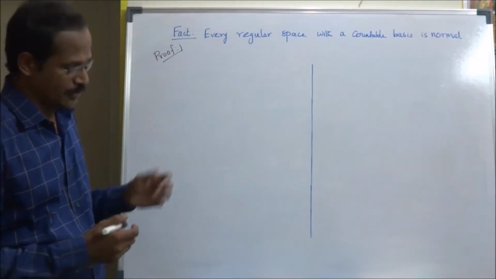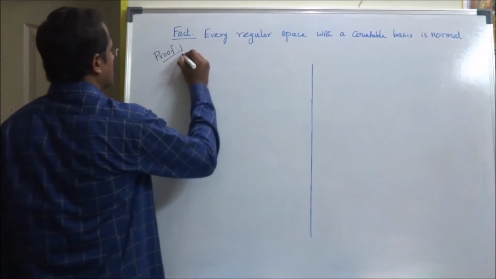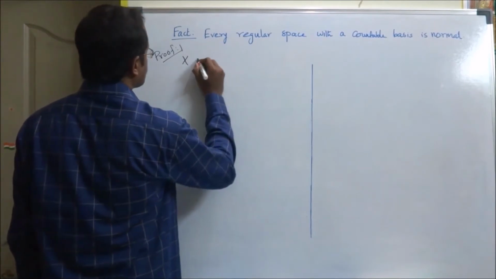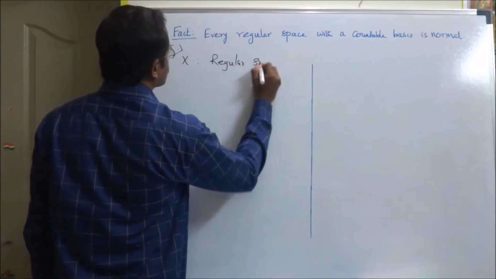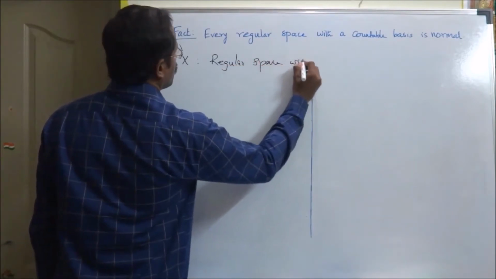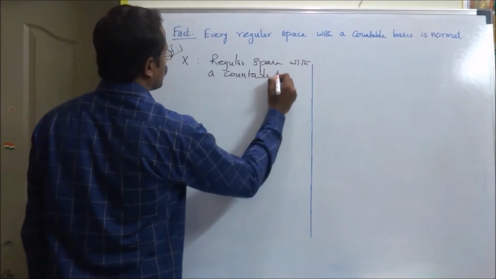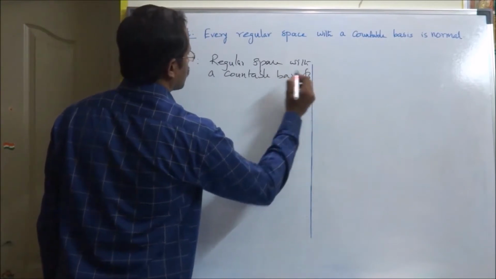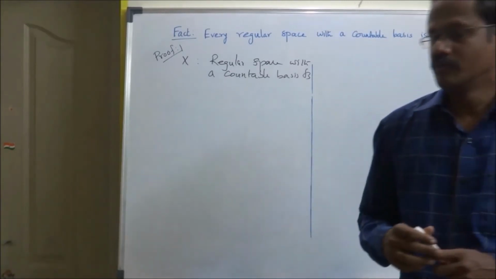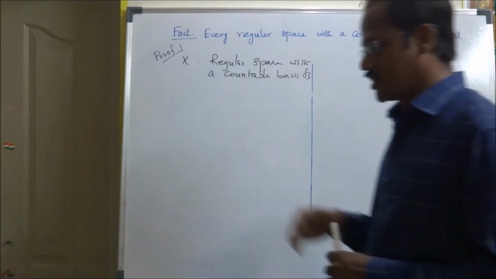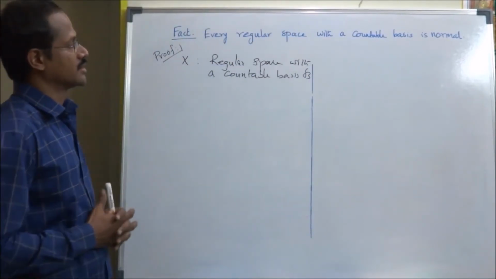For the proof, take X as a regular space. X is a regular space with a countable basis, say B. With this, we mean that X is a regular space whose topology is induced by the basis B, which is a countable collection. So B is a countable collection.